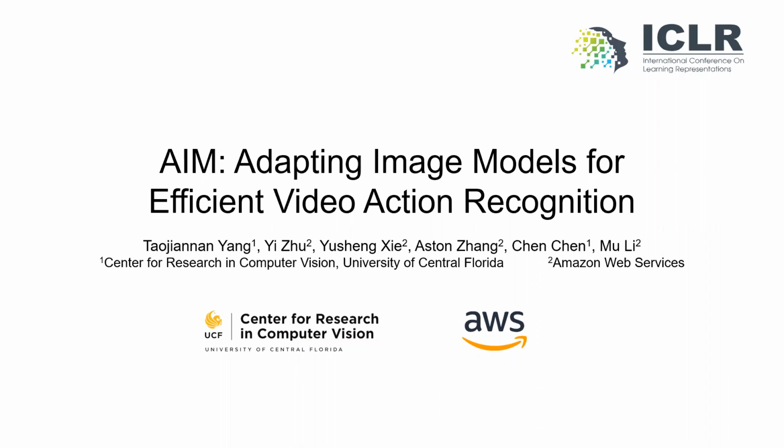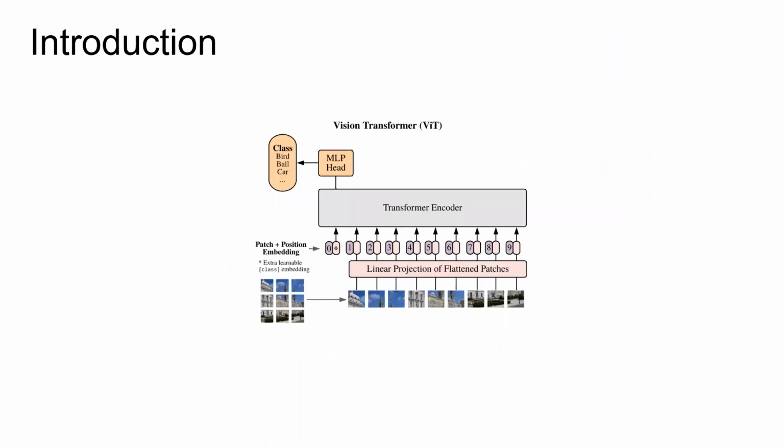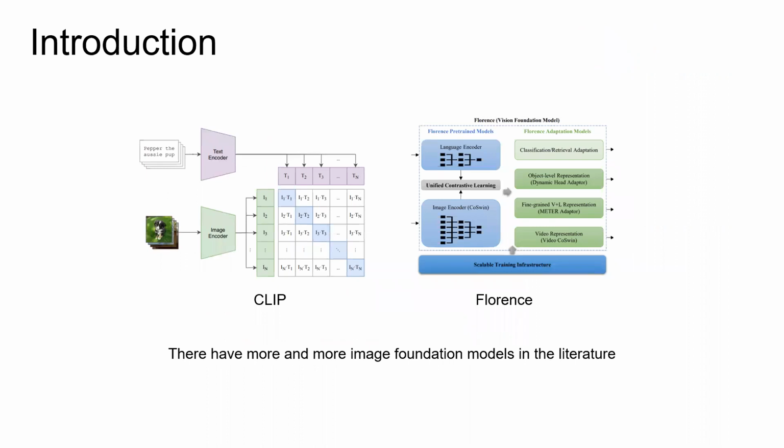I'm glad to introduce our work AIM: Adapting Image Models for Efficient Video Action Recognition. We've seen that ViT has achieved great success in different computer vision tasks. And recently, based on ViT, there have been more and more image foundation models being proposed, and they have demonstrated excellent transfer learning performance on different downstream tasks.